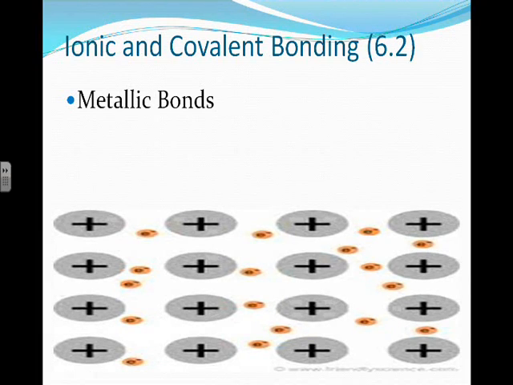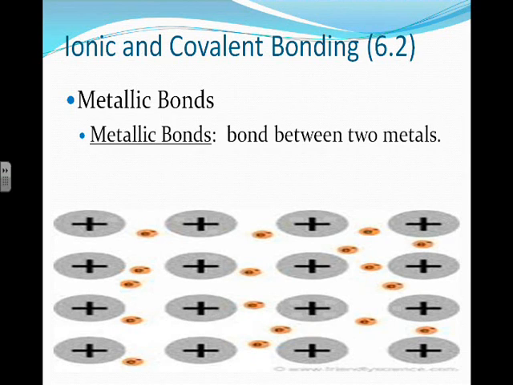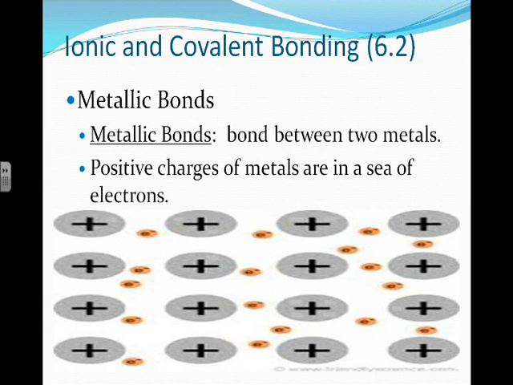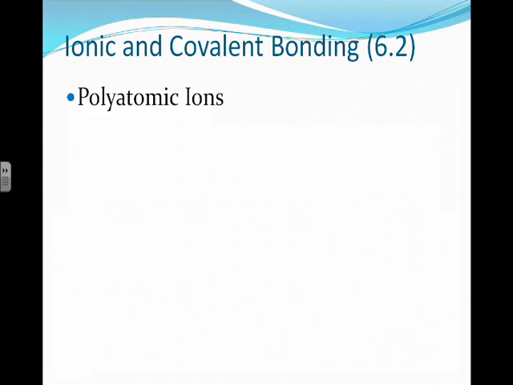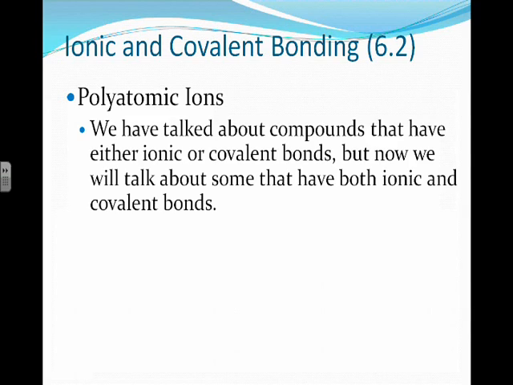Now, the only thing you need to know about metallic bonds is what they are and their definition. These are a bond between two or more metals. The picture below shows you what it looks like, because it usually looks like positive charges of the metals in a sea of electrons, and they just bond like that. But again, you don't need to know how to make a metallic bond, you just need to know what a metallic bond is. Now, let's look at polyatomic ions.